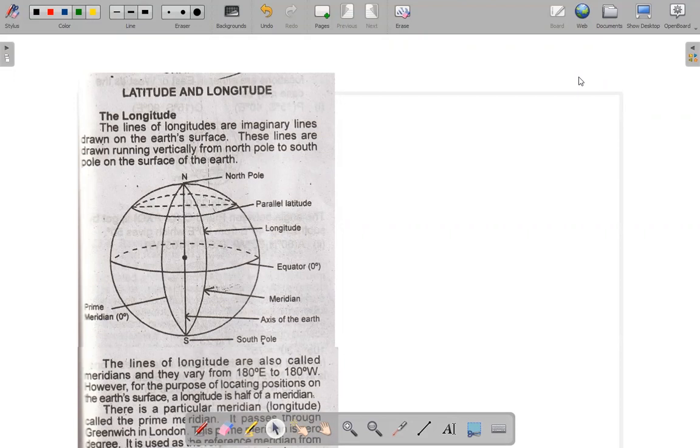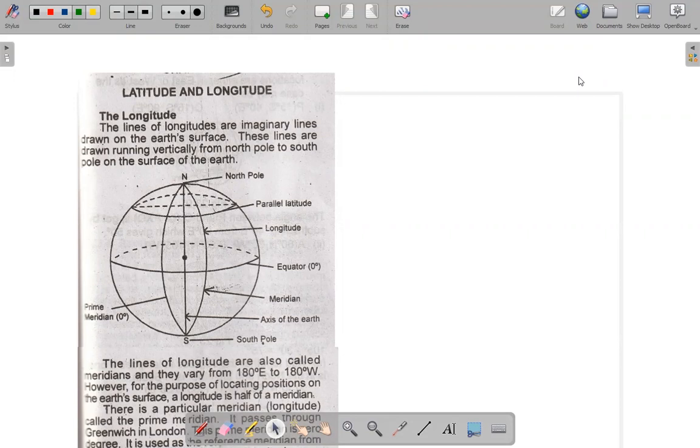Sort of a revision exercise for those preparing for SSCE, to be precise. And here I'm using the Comprehensive Mathematics. To start with, what is latitude and what is longitude?